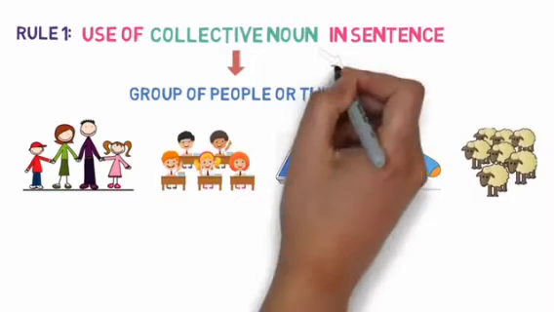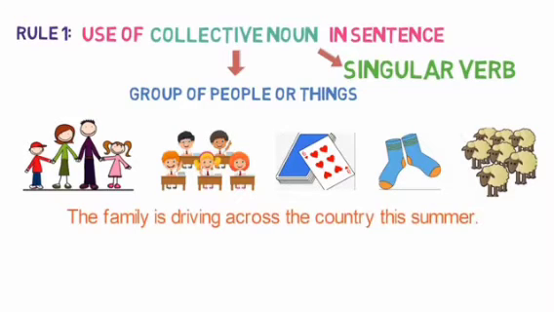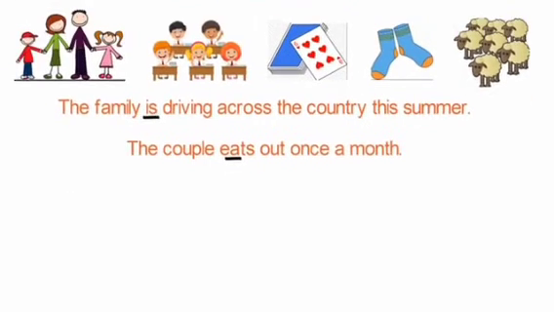When we use a collective noun, you can use a singular verb if there is singularity implied in the collective noun. For instance, the family is driving across the country this summer. The family is referred to as a single unit, so it takes a singular verb is. But the next example, the couple eats out once a month. The couple is also referred to as a single unit, and it takes the singular verb eats. That is why you have that verb there.